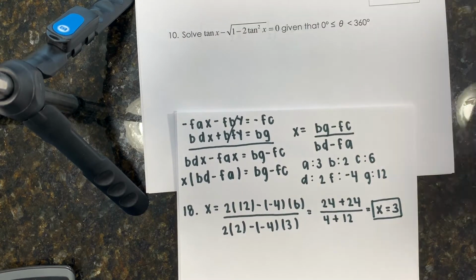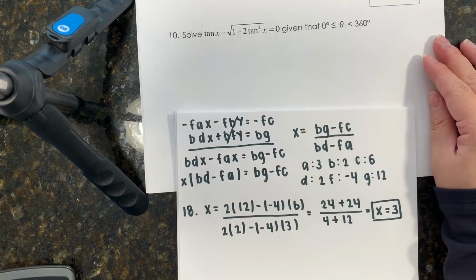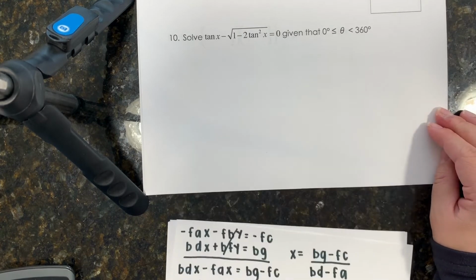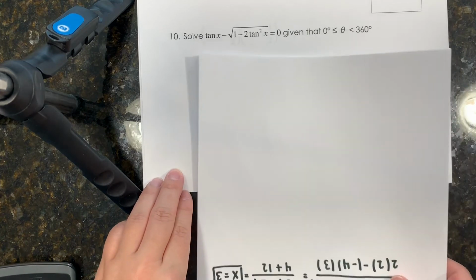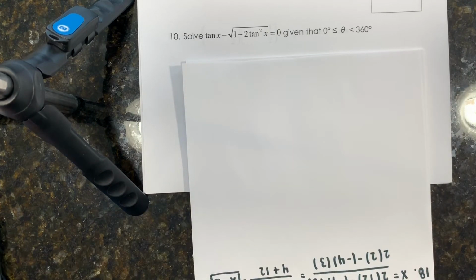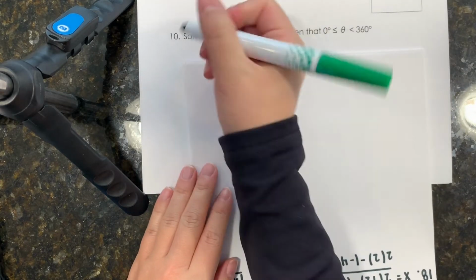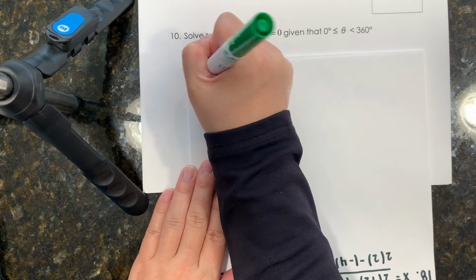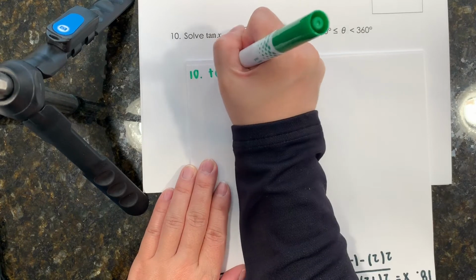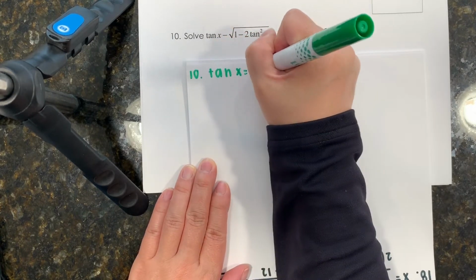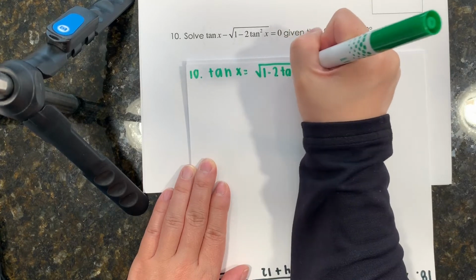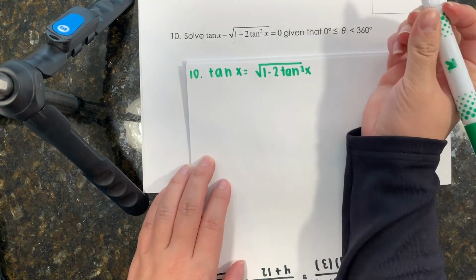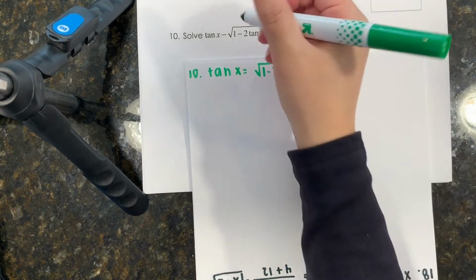Okay, now we're going to do just some of the problems that relate to some of the recent lessons. So for number 10, the first thing that you want to do is you want to isolate your radical. So I would move the square root to the other side. So I get tangent x equals the square root 1 minus 2 tangent squared x. To get rid of the square root, I'm going to square both sides.